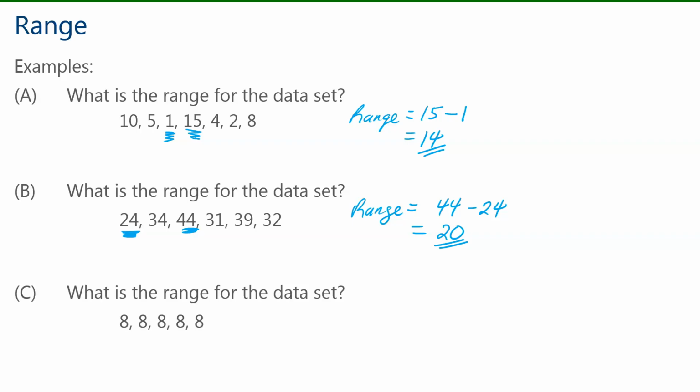The third example, now this is an interesting example because when we look at this data set, all of the data values are the same. So our highest and our lowest is the same value. The range here, of course, is 0. We do need to indicate a value, but anytime all of your data values are the same, the range will be 0.